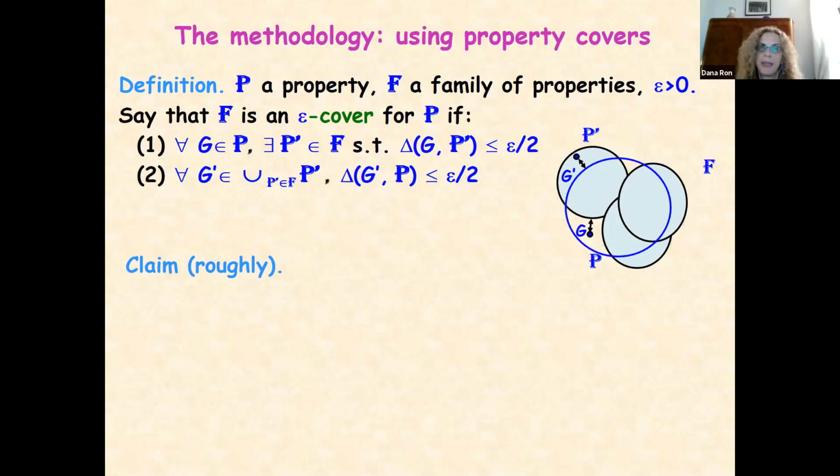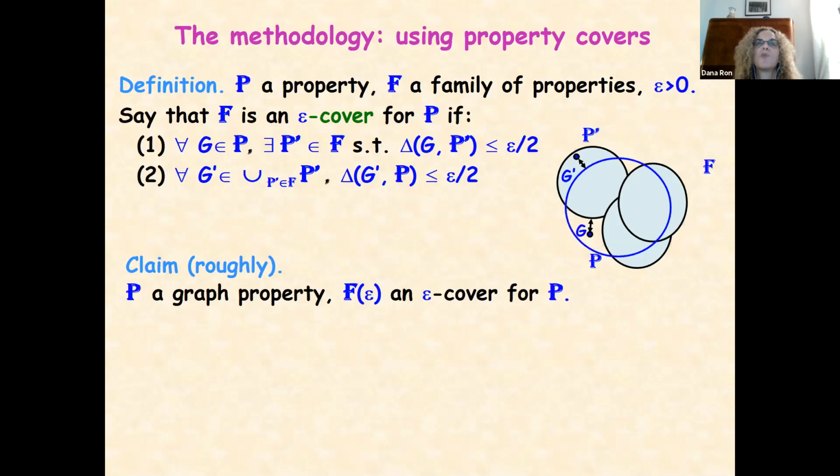And now we have a claim that is not complicated, but it will be really useful for us. And I'll state it roughly, because if I state it exactly, it will be really tedious. So the quantifiers aren't precise, and a few other things aren't precise, but I think it's more intuitive when it's approximate this way. So what does it say? If I have a graph property P, and I have F of epsilon, where I want to remember that it depends on epsilon, for different epsilons the covers may be different, and F of epsilon is an epsilon cover for P.